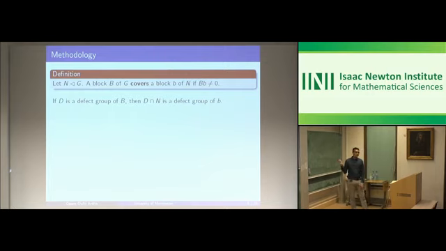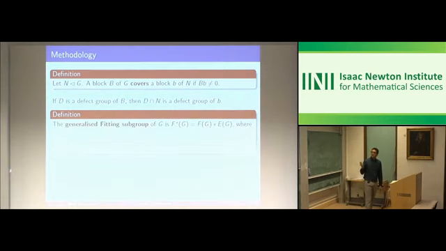The important thing about this relation is that whenever D is a defect group of B, then the intersection with N ends up being a defect group of b. So this behaves really well with the question we're asking, because if we pick a block with defect group D and we look at normal subgroups of this group and blocks covered by this block, we're only going to get smaller defect groups.